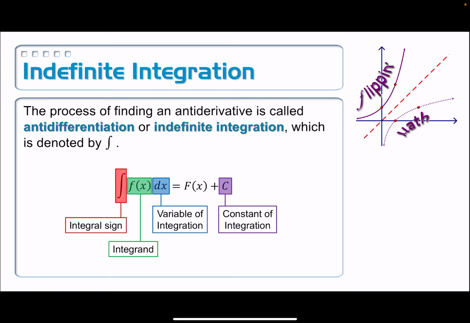Remember, we have to add that because if you take the derivative of a constant, you lose it, and you don't know what it is without some sort of initial condition. Capital F of x, that's our antiderivative. If you were to take the derivative of that guy, of course, you get the integrand back.